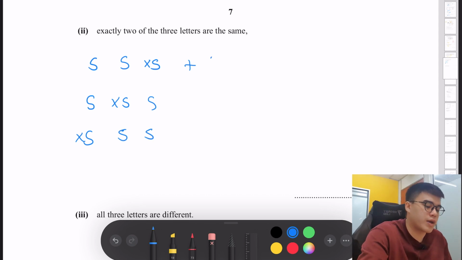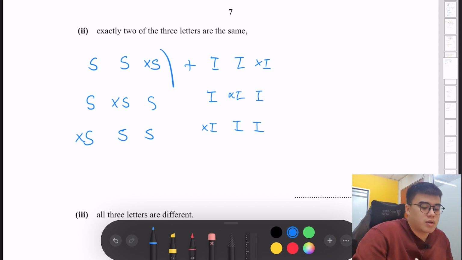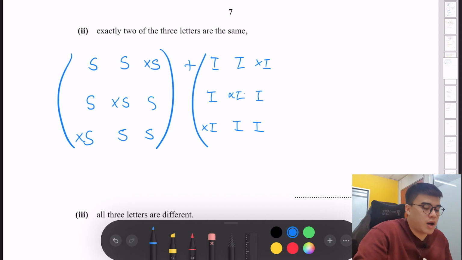And the other one will be I, I, not I, followed by I, not I, and I. Then the last one is not I, I, I. So all 3 you have to add them up.